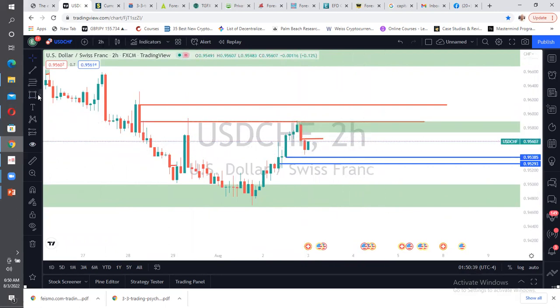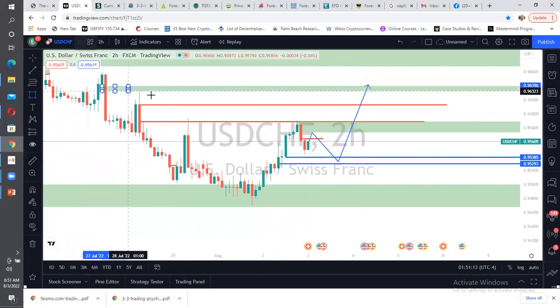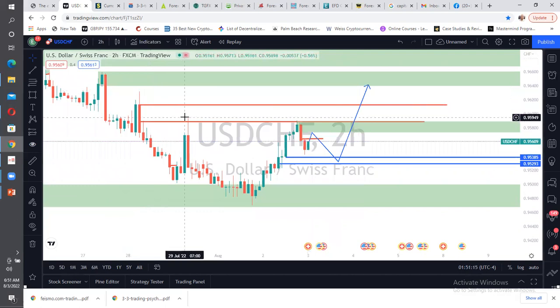So I would like to see this market do the same thing that it's doing right now. Trade into this region, then come back down. As you can see, we'll have this here, which is also a higher time frame FVG. Then find its way to the upside. This is what I'm expecting from this particular pair.